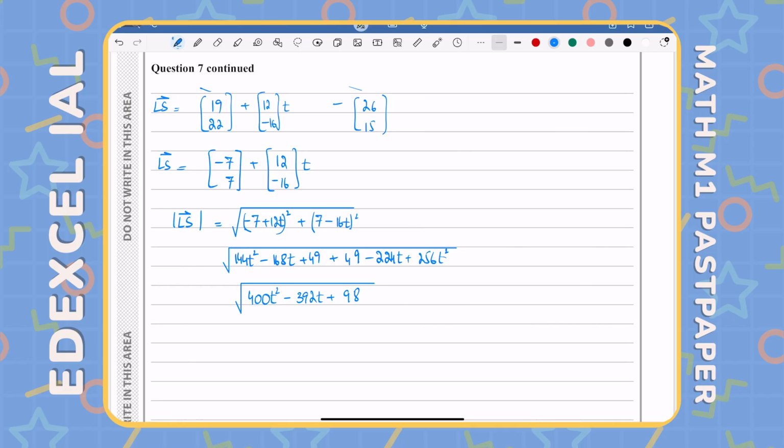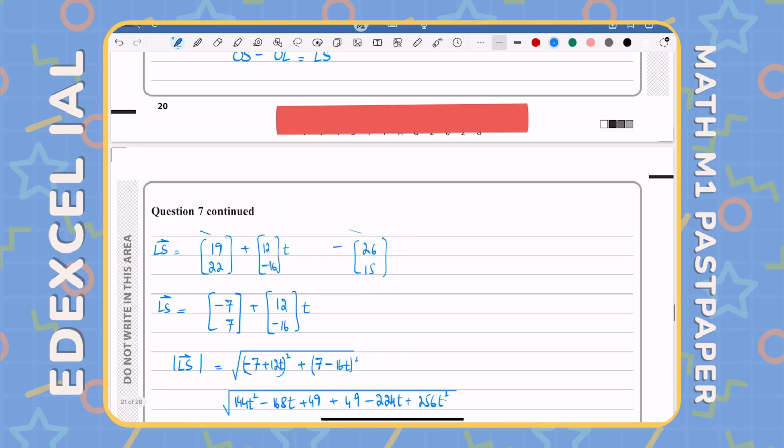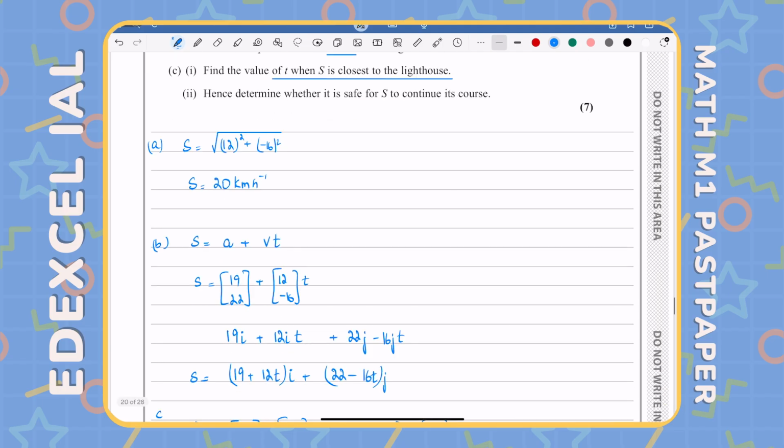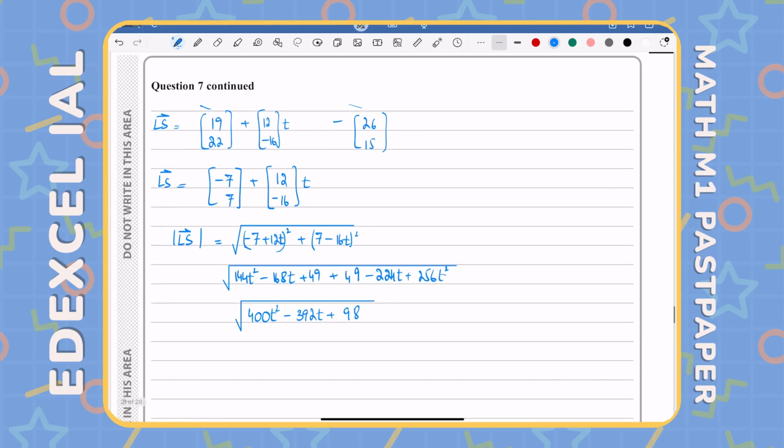Now you're probably wondering, how exactly am I going to solve this? Well, we're not going to solve this. What we have to do is find out the value of t when the distance is the least. Distance is least, meaning that the ship is closest to the lighthouse.